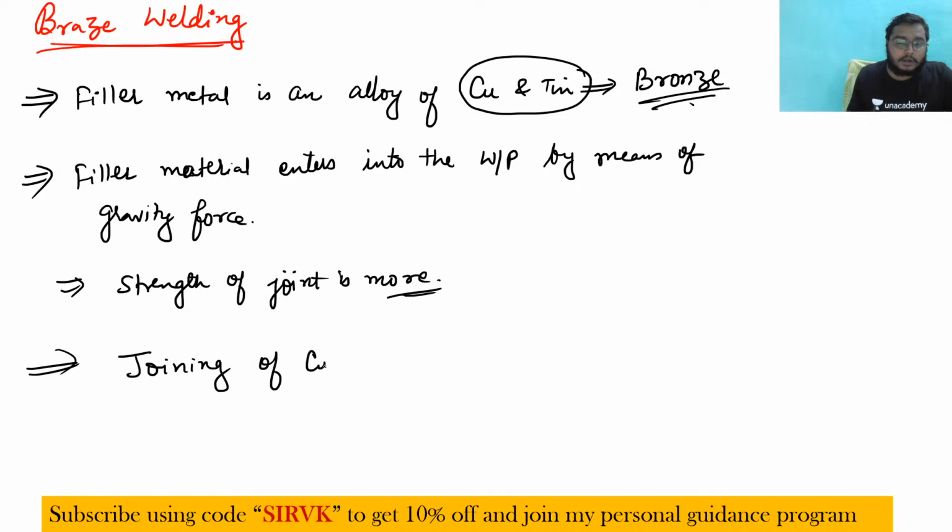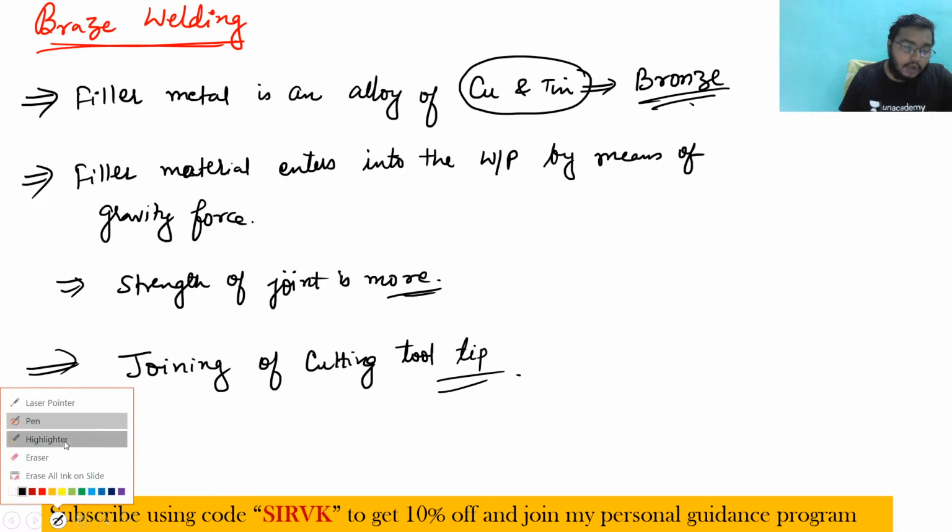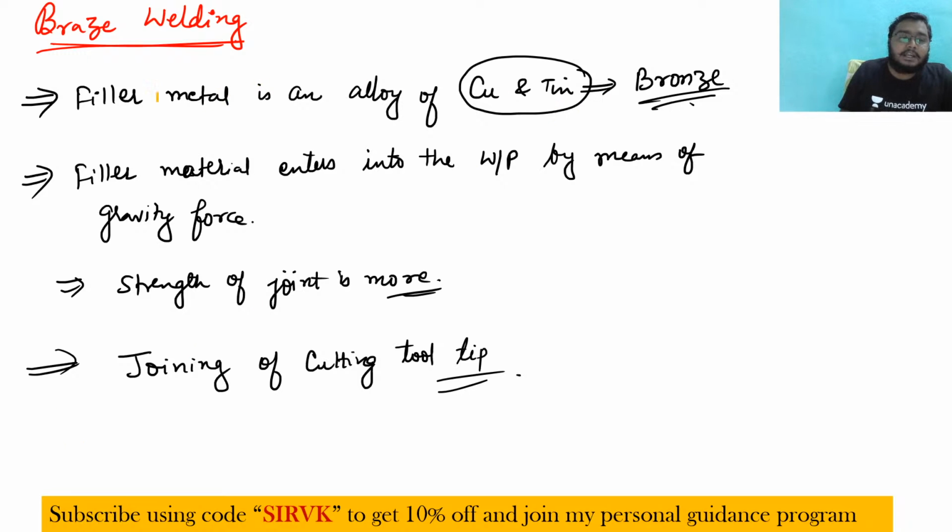of cutting tool tips. The tips of a cutting tool, I use this for joining them. So what is the main difference that you have to understand, that here the difference is of the filler metal. Here the filler material used is copper and tin, that is known as bronze.